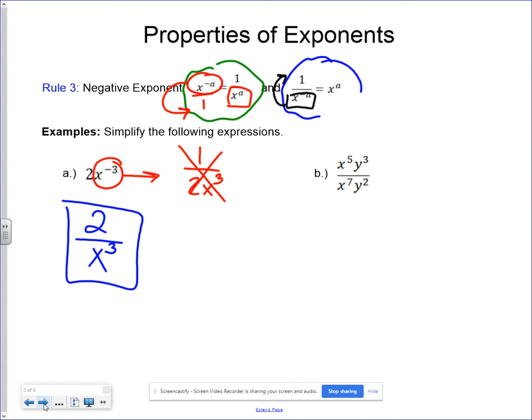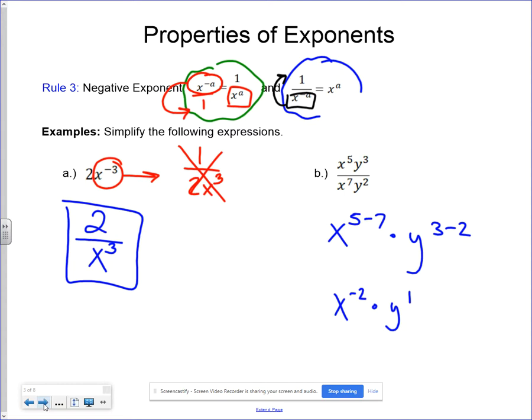Okay, let's look at B here. Well, B, I don't see any negative exponents. Okay, but I can use rule number 2, the quotient rule. So I can make this x to the 5 minus 7 times y to the 3 minus 2. X to the 5 minus 7 will be x to the negative 2 power times y to the first power. Now we have our negative exponent. Okay? We got x to the negative 2.